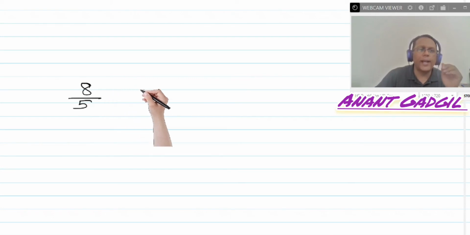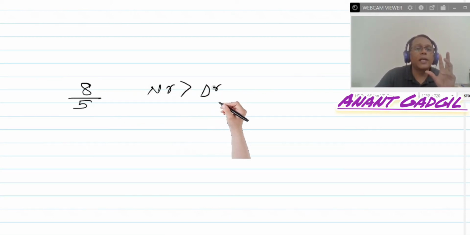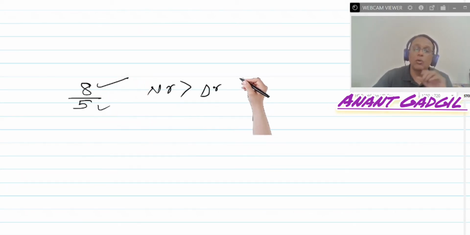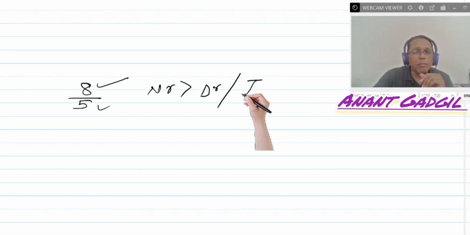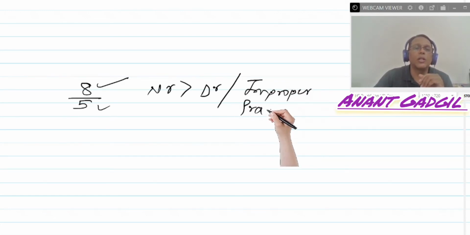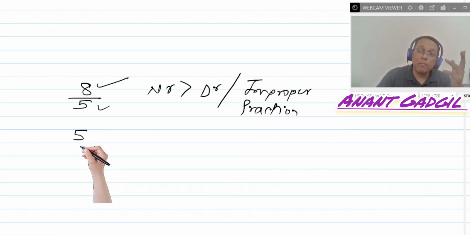Okay, 8 by 5. Here you can see the numerator is greater than the denominator, right? Numerator is 8, denominator is 5. Numerator is greater. This type of fraction is called an improper fraction. So when the numerator is greater, it is an improper fraction.